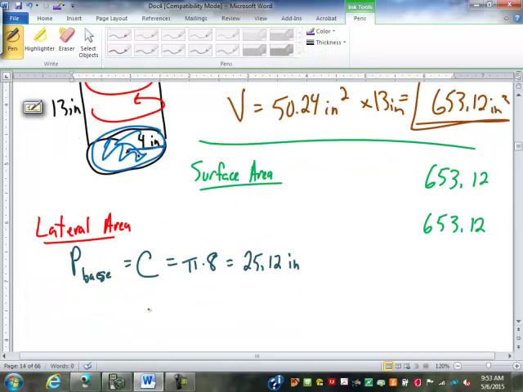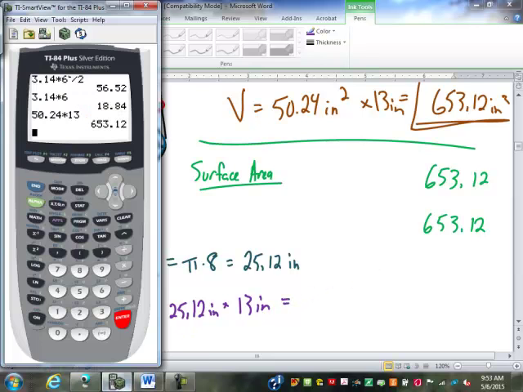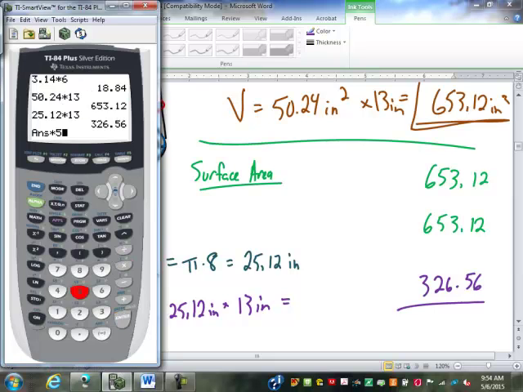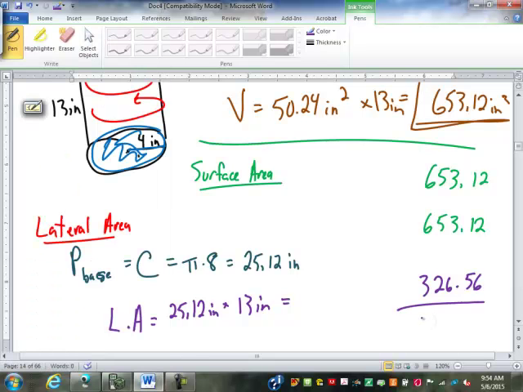From that, our lateral area is going to be that perimeter of the base, 25.12 inches, times the height of 13 inches, and that's it, right? Should be 326.56. There we go. And we add that all up. You get 1,632.8. Somebody double check me. That'll be inches squared for surface area.